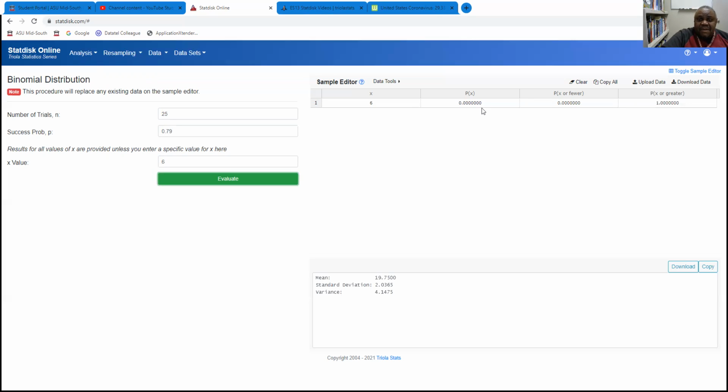Okay, now pretty much this is going to be a very small number here because of the number of trials here, which is 25. So I would say 0.0000, round it off to 4 decimal places. But whatever that decimal value is, you want to round your answer off to 4 decimal places as indicated in MyMathLab.